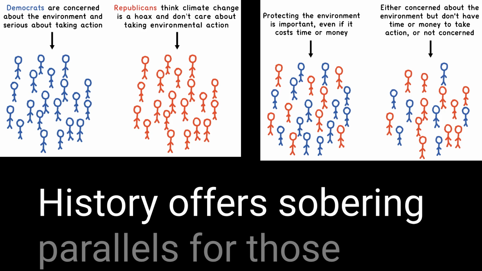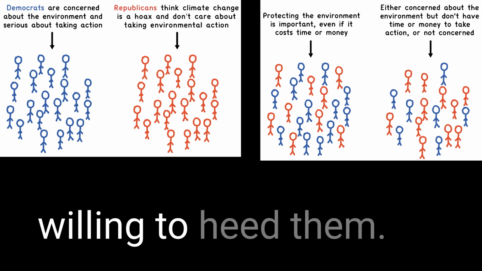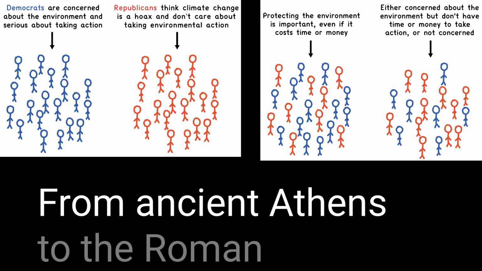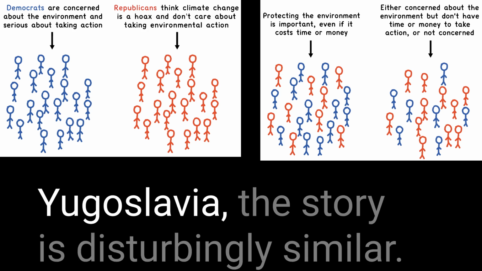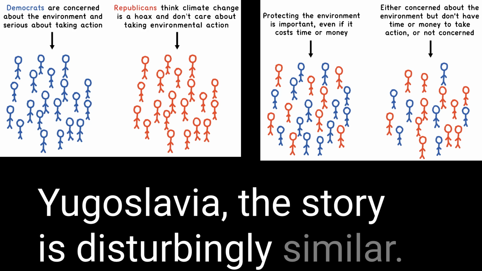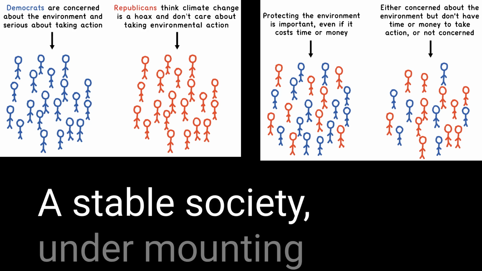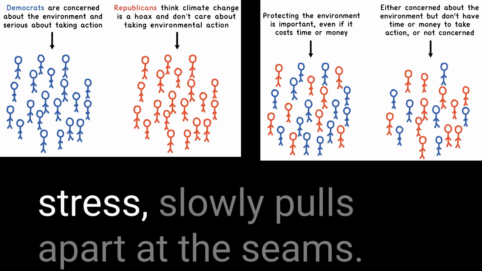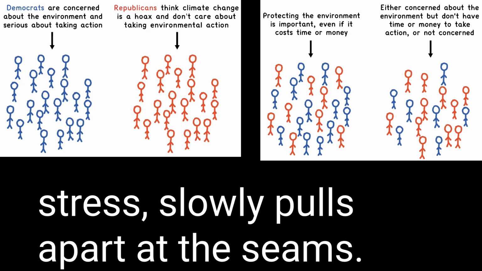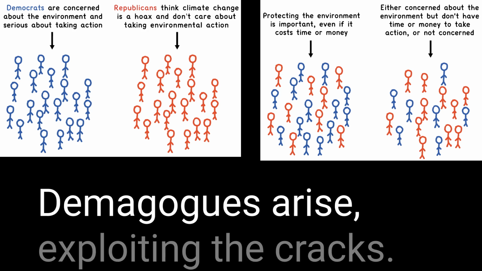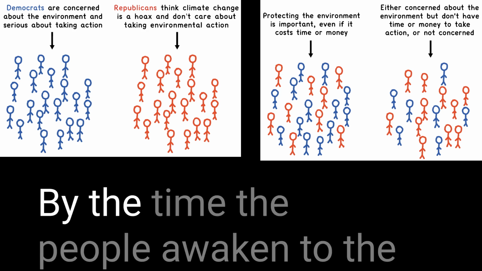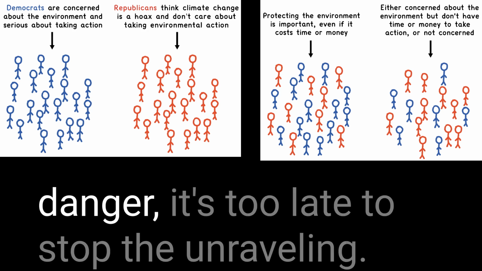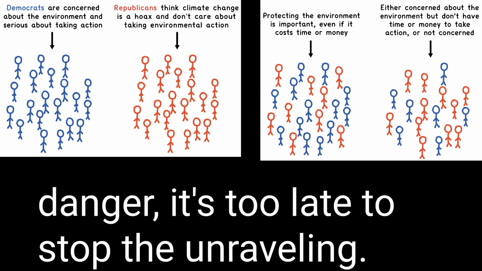History offers sobering parallels for those willing to heed them. From ancient Athens to the Roman Republic, from Weimar Germany to the former Yugoslavia, the story is disturbingly similar. A stable society, under mounting stress, slowly pulls apart at the seams. Demagogues arise, exploiting the cracks. Institutions strain and then shatter under the pressure. By the time the people awaken to the danger, it's too late to stop the unraveling.